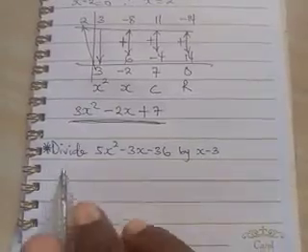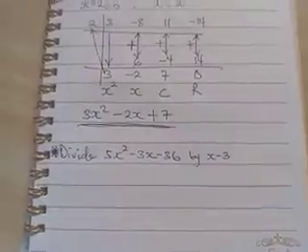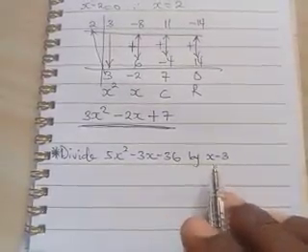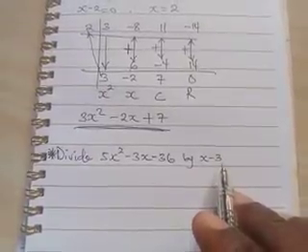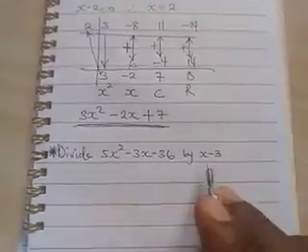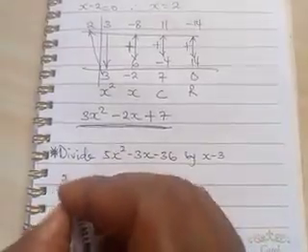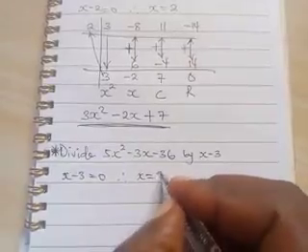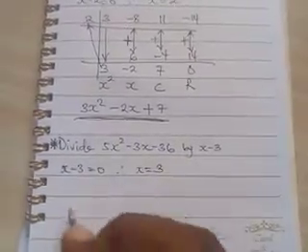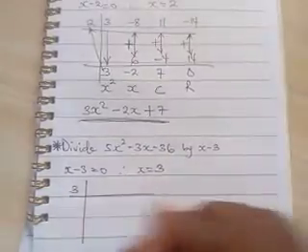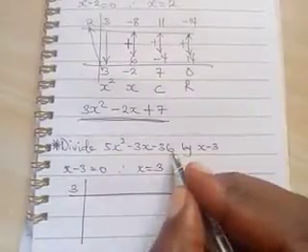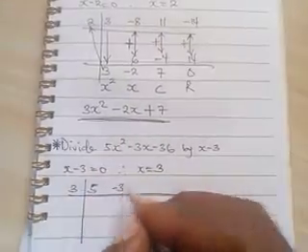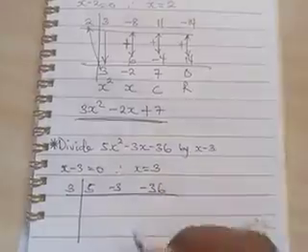The next question we have here says divide 5x squared minus 3x minus 36 by x minus 3. Following the same steps as we did in the previous one, we resolve here first. x minus 3 equals 0. Because of that, x equals 3. So we pick only the coefficients. The coefficient we have here is 5. We have here negative 3. We have here negative 36.